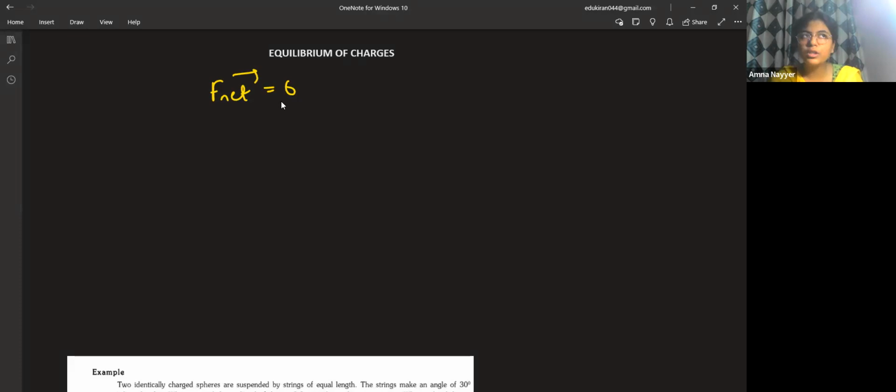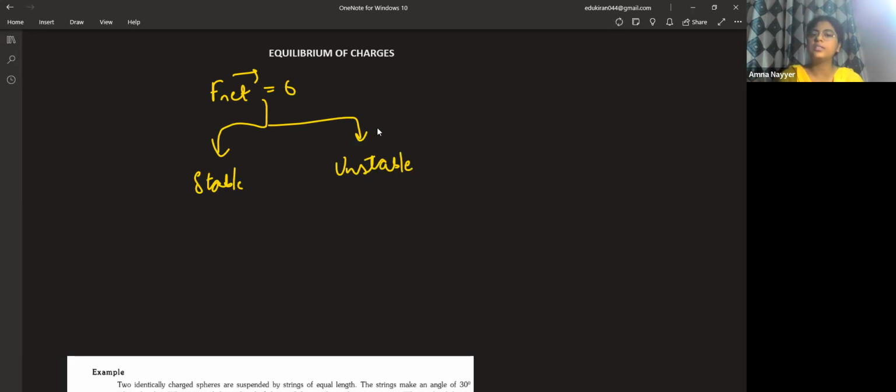Yes, ma'am. So there you must have seen a question: discuss the conditions of stable and unstable equilibrium. When we are talking about net force as zero, it's not necessary that your particles are under stable equilibrium only. That's a different thing. Stable and unstable equilibrium, this we relate to potential energy, as we had seen in electric potential and capacitance also. That is where stable and unstable equilibrium comes.